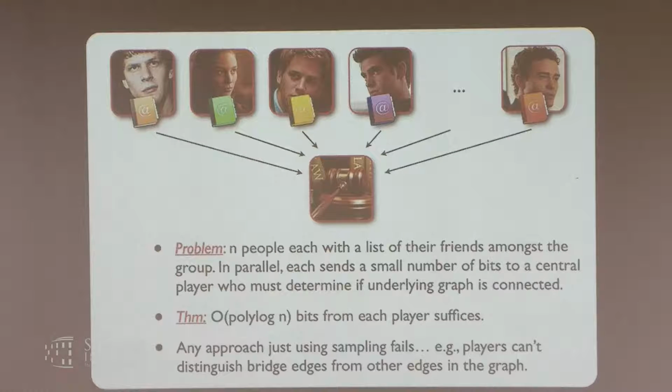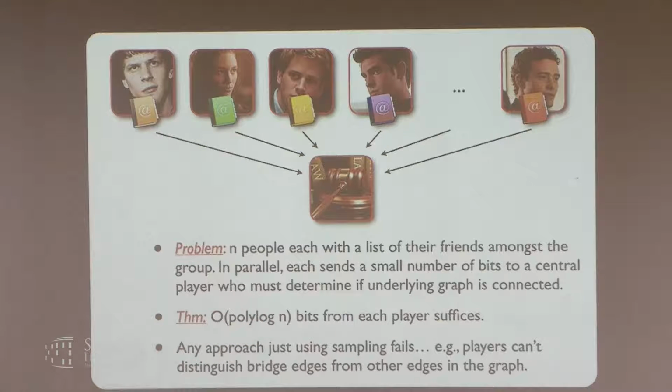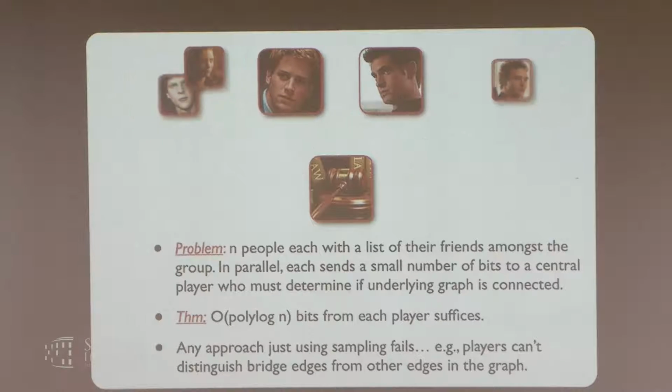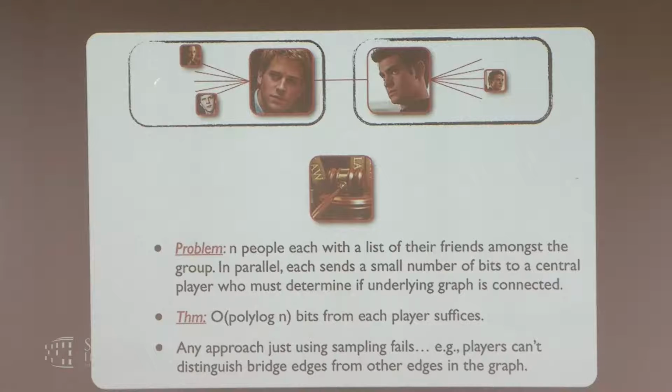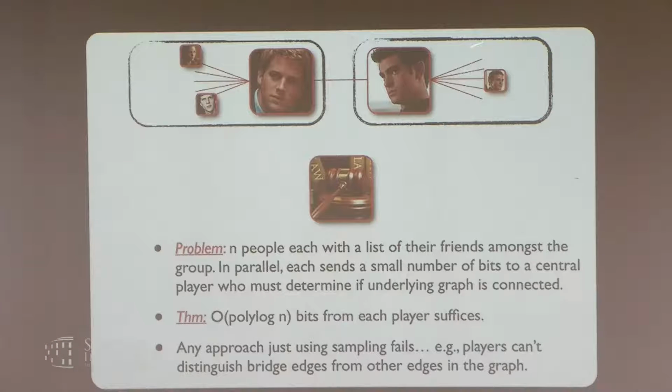Turns out that polylog n bits from each player suffices. Actually, this polylog is exactly order log cubed n bits suffice. And I think this is a little bit surprising for the following reason. Let's suppose the graph was such that on the left-hand side, you have a dense component of roughly n over 2 nodes. On the right, you have roughly n over 2 nodes there. And then there's 2 players, we'll call them Cameron and Eduardo, where there's a single edge between these 2 players.